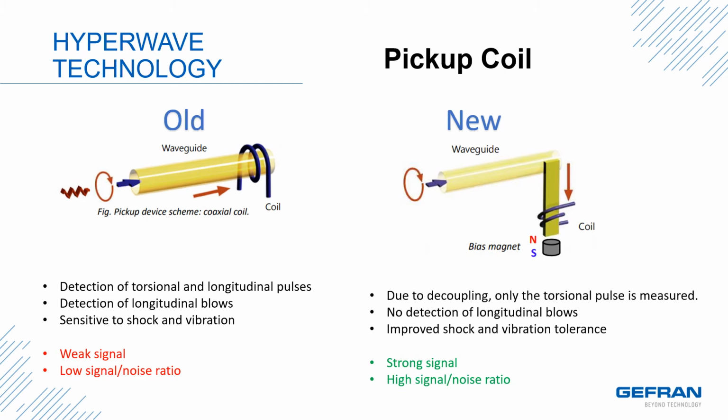With Hyperwave, we use a decoupled radial tape style receiving coil. This has several advantages. Due to the decoupling, only torsional pulses are measured. It does not detect longitudinal shock inputs and has improved shock and vibration tolerance. This results in a strong signal and high signal-to-noise ratio.